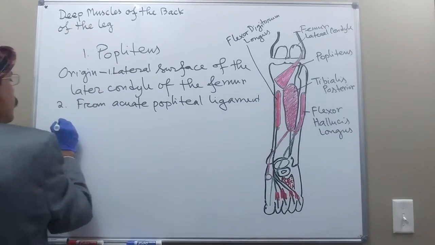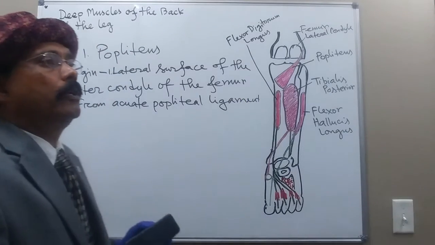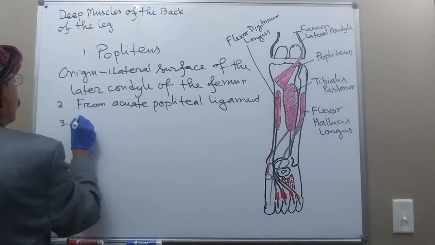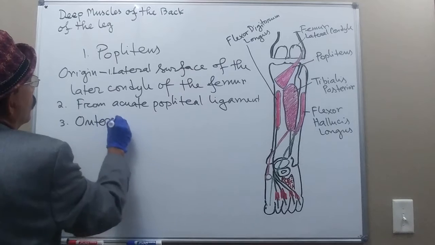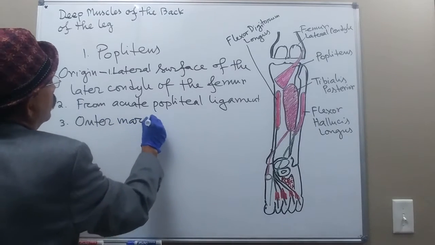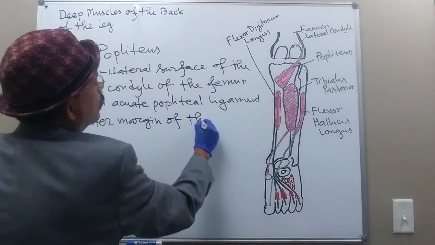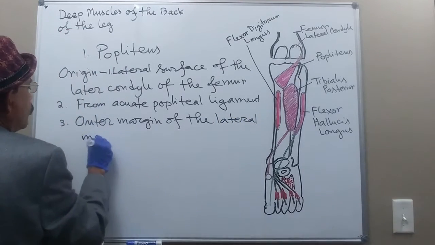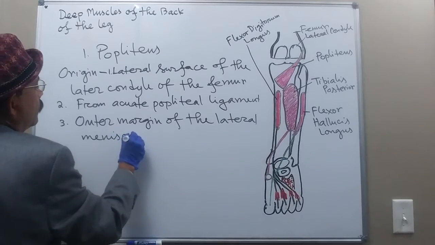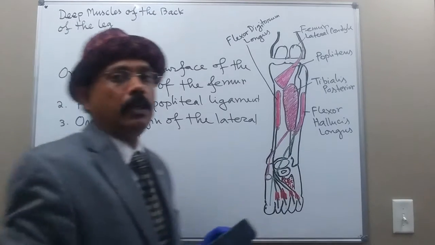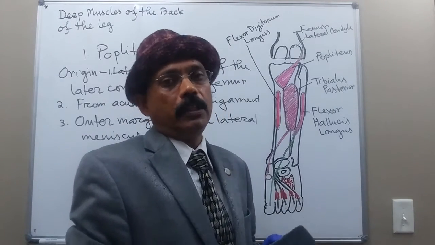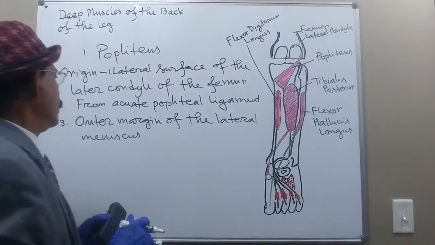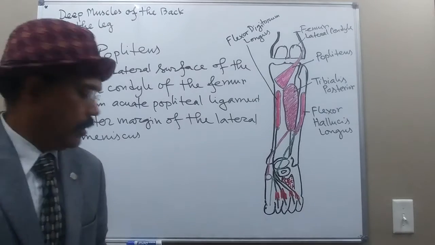Another origin is from the outer margin of the lateral meniscus. The meniscus is a fibrocartilage plate inside the knee joint that acts as a shock absorber.